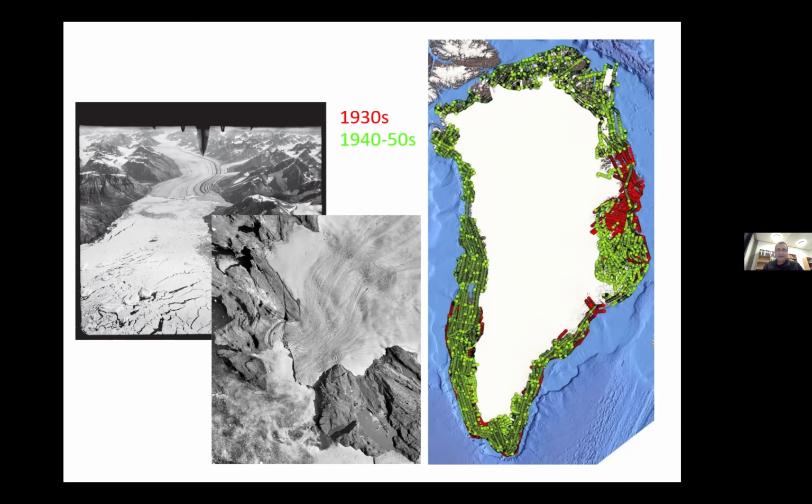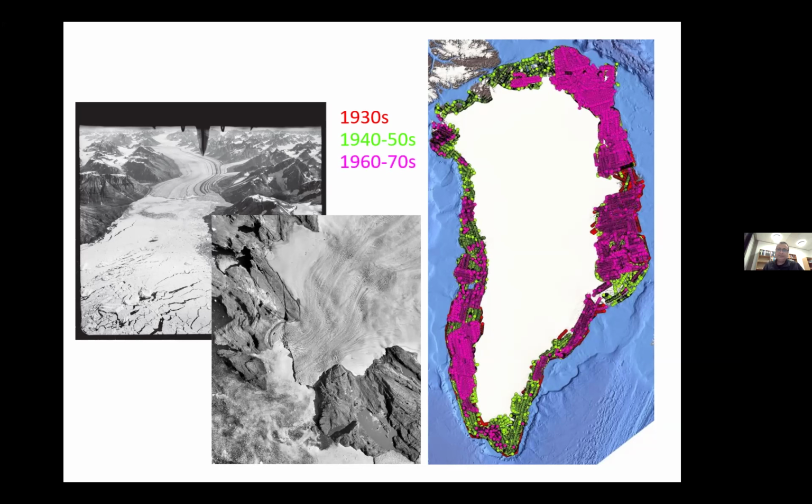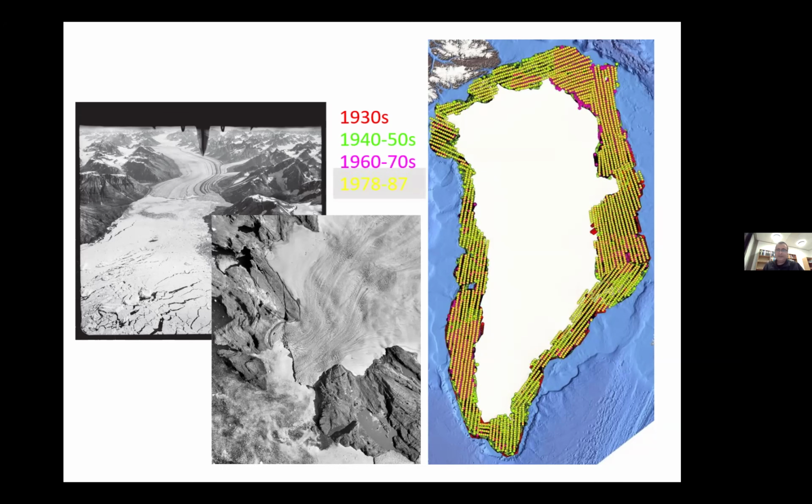So this is the survey in the 40s. Each dot here denotes a photo, so it's a lot of data. And this is from the 60s to 70s and so on. The most recent was conducted between 78 and 87. And now, of course, as you know, we use satellites, so there's no reason to go up there and do the aerial surveys again.